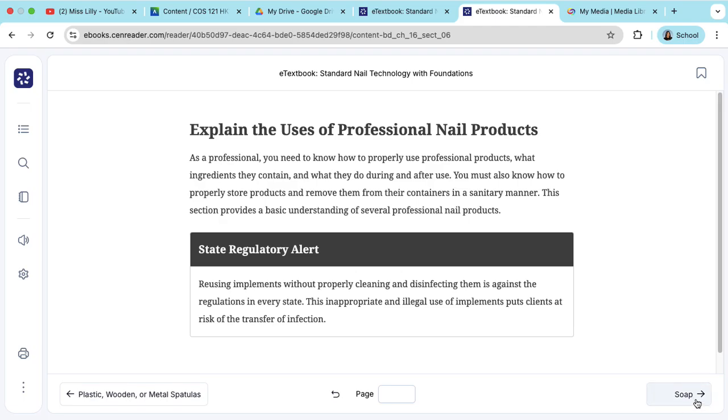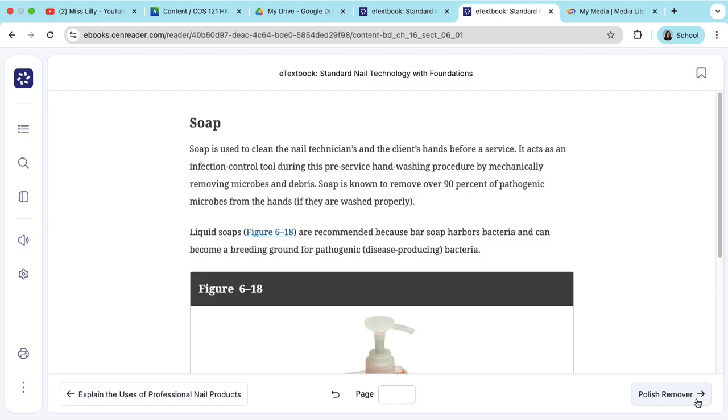So let's see the professional nail products. We have soap. Soap we use to do what? To wash, to clean. Okay. What does the soap do? It removes over 90% of pathogenic microbes. So it doesn't do 100%.